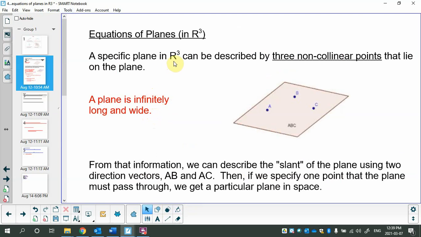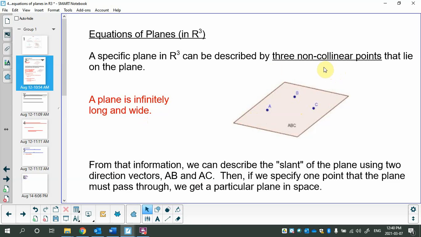So a specific plane in R3, so in 3 space, can be described by 3 non-collinear points that lie on a plane. So you've got 3 points, so 3 dots on a piece of paper, which is different than if you had a dot on a piece of paper, a dot on a piece of paper, and then a dot hanging above the piece of paper somehow. So this is 3 dots on a piece of paper. They're non-collinear, meaning they don't all lie in a straight line. So they kind of make a triangle. And what you need to know is what I said before, and that is a plane is infinitely long and infinitely wide. But in order to describe this plane with an equation, you need at least 3 non-collinear points.